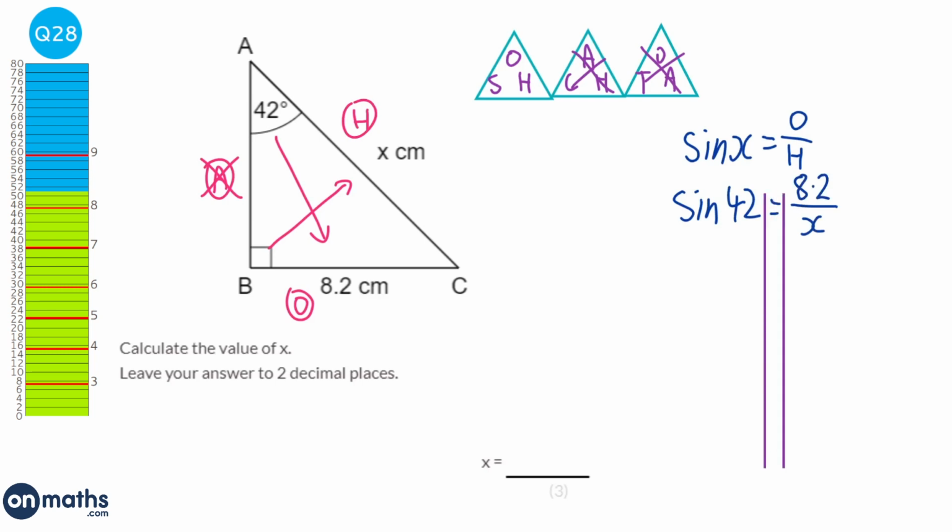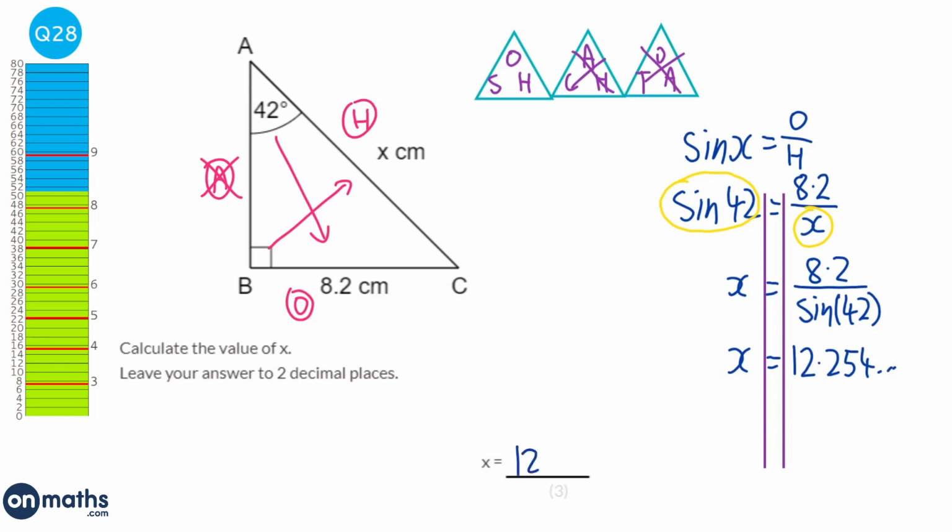Now if you're ever in this situation, you can swap the left hand side with the x at the bottom. Effectively what we're doing is timesing both sides by x and dividing both sides by sine 42. When you do that, you get x equals 8.2 over sine 42. Be careful on the calculator here, because when you type in sine, it opens a set of brackets. Just be sure to close the brackets before you press equals. So we get x equals 12.254 and so on, and rounded to 2 decimal places, that's 12.25.